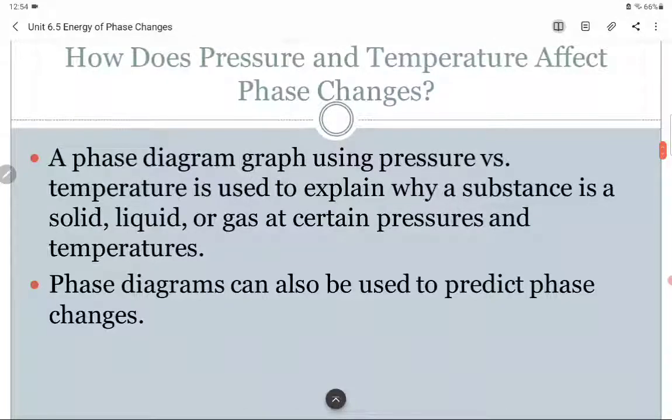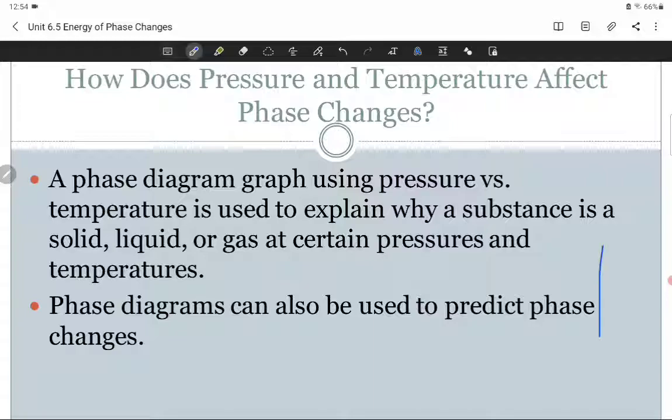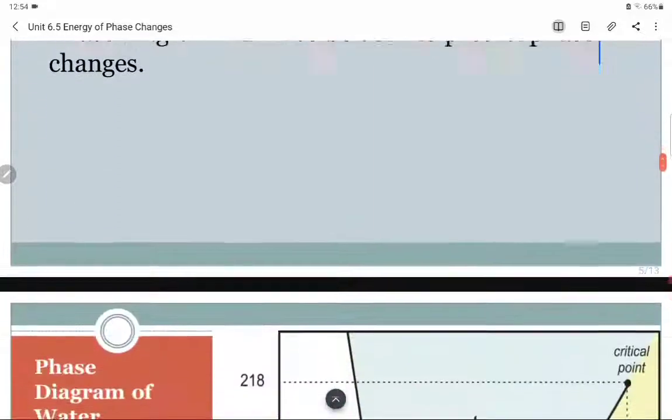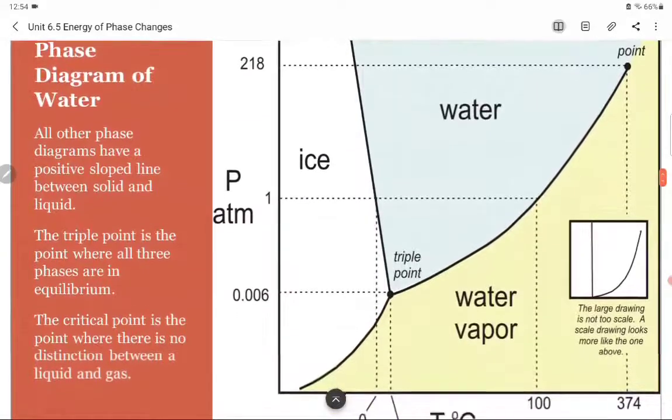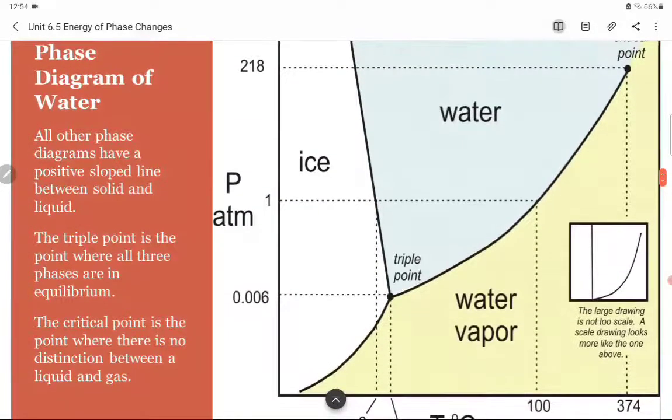Okay, so a couple questions we're going to get to eventually. How do pressure and temperature affect phase changes? So we're going to use a phase diagram. I'm just going to jump into a phase diagram here. This is not drawn to scale, but this will allow us to look at some things here.